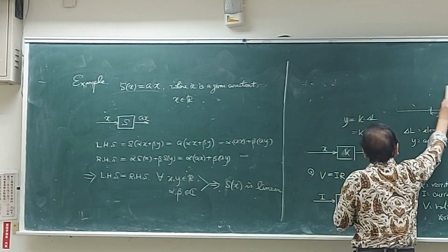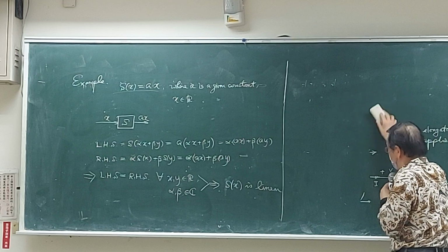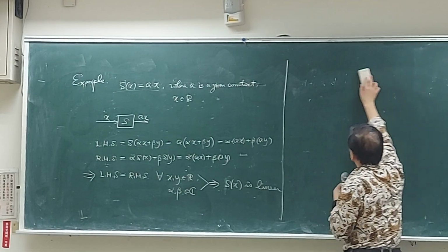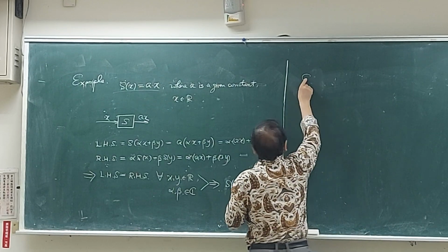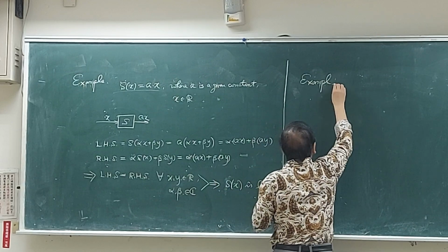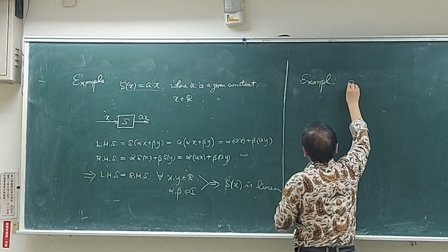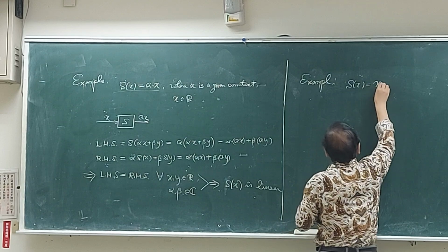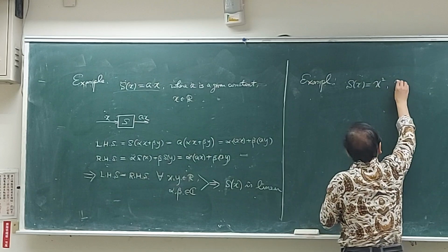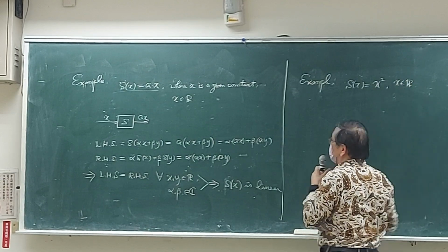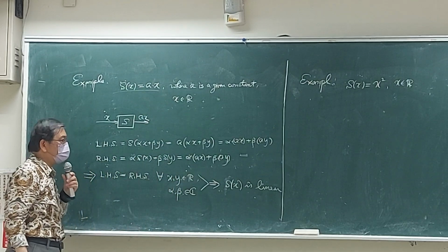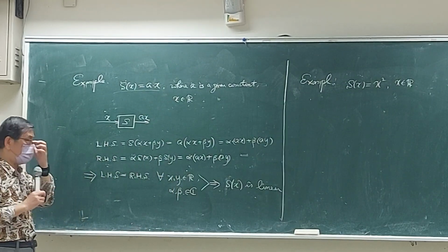What about if it is not linear? What kind of situation can this happen? So let me show you another example. So this time it is defined: S of x is x squared. Okay? Let's assume x is a real number. Then is this a linear function or not? Is this a linear system or not?